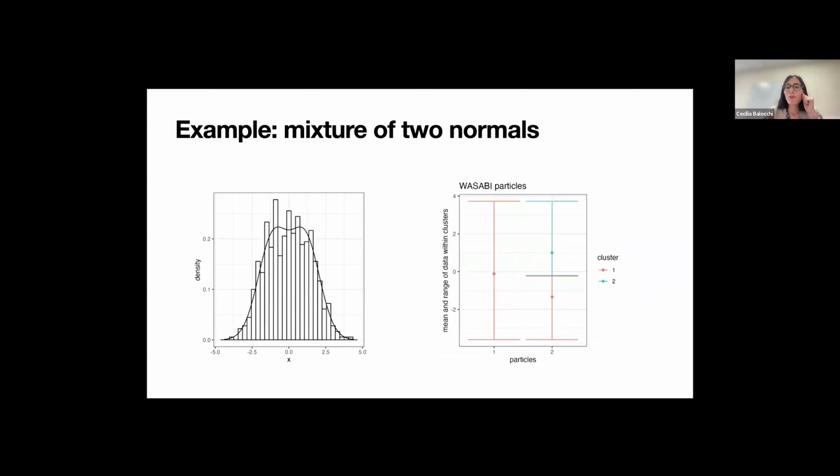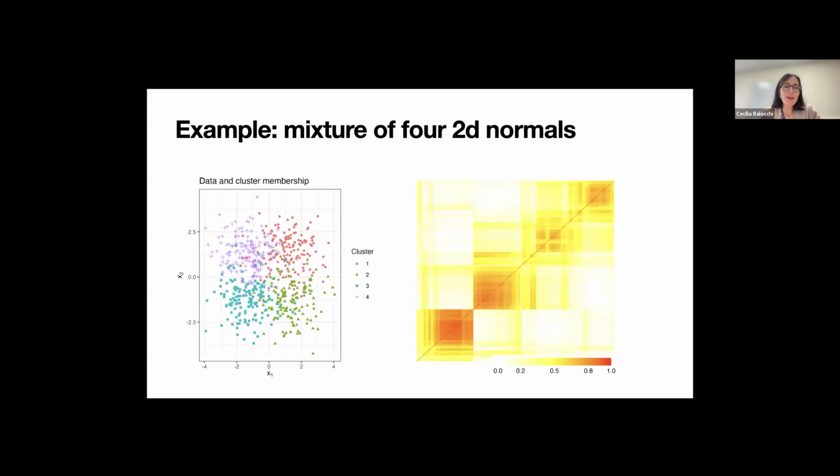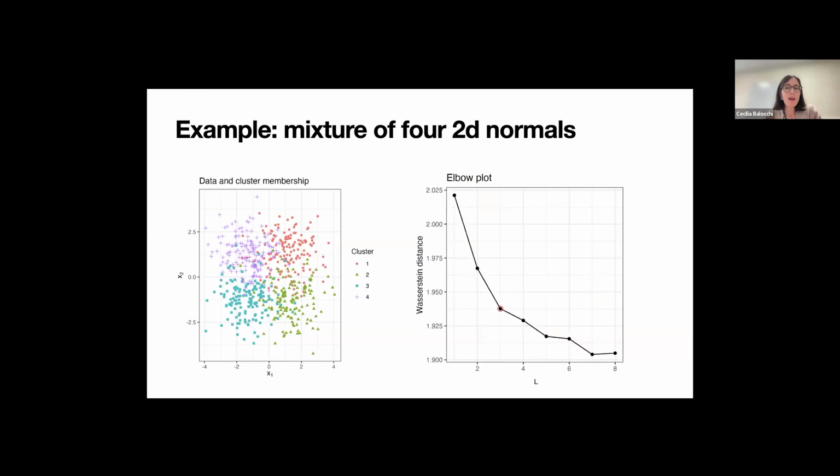If you're not familiar with the Wasserstein distance, this is essentially defined with a minimization problem over the set of couplings between the two distributions. I don't want to go too much into the details of this, but we use this definition to then find the solution to our problem. So the method that we propose is called WASABI, Wasserstein Approximation for Bayesian Clustering.